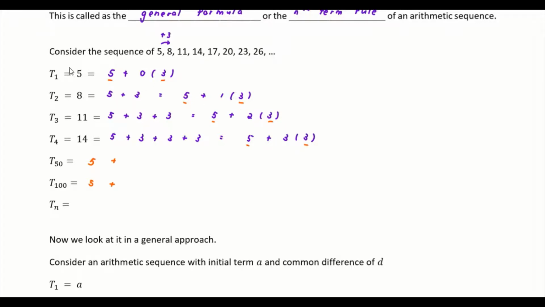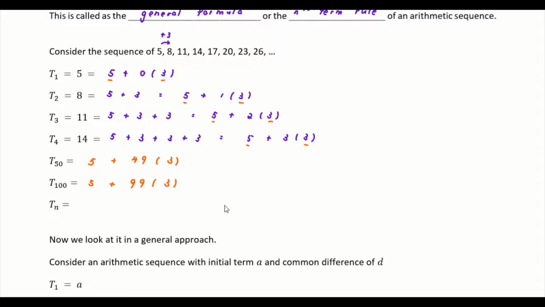If I were to find the first term, I plus 0 times of 3. If I were to find the second term, I plus 1 times of 3. If I were to find the third term, then I plus 2 times of 3. Can you see the pattern here? 1 time of 3 is like 2 minus 1, then you get 1. How do you get 2? It's actually 3 minus 1, then you get 2. So to get the fourth term, you plus 3 times of 3. That's why if you wish to find the 50th term, you will use 5 plus 49 times of 3. So this is how we can get the 50th term. If you wish to find the 100th term, then you will plus 99 times of the common difference, which is 3.